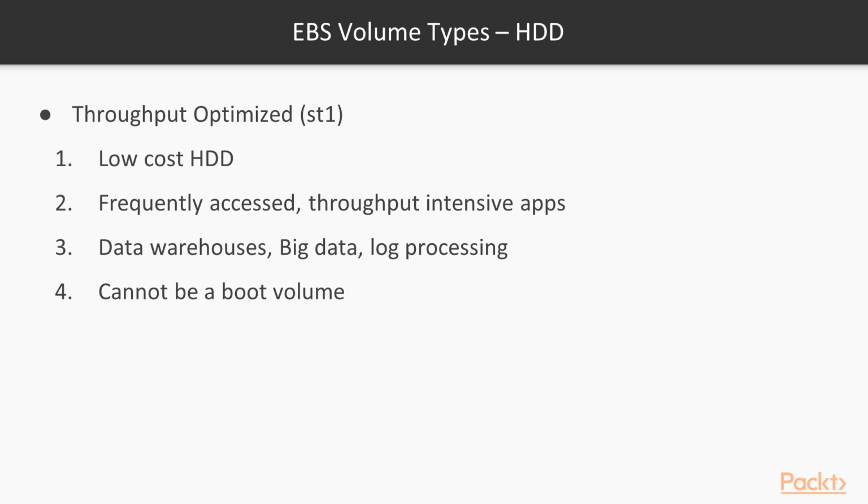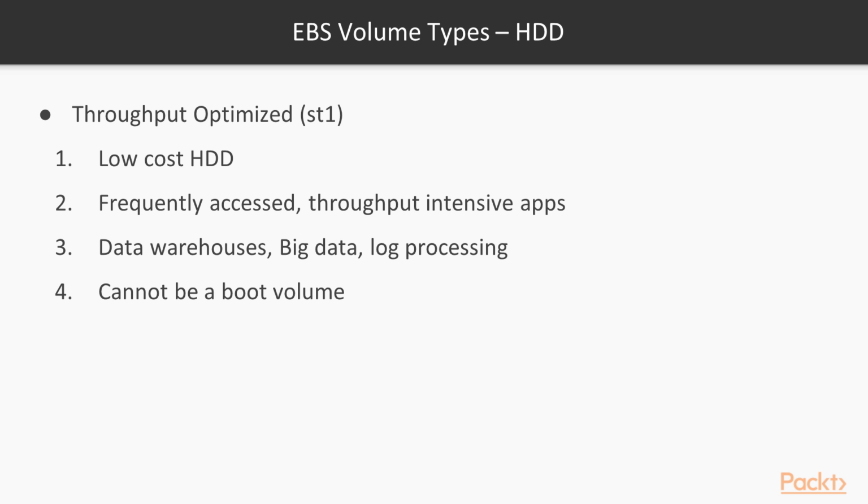Then we can move to HDD, or think about them as physical disks. The first one that we're going to talk about is Throughput Optimized, or ST1. This is a low-cost HDD option. Use this for frequently accessed throughput-intensive applications.